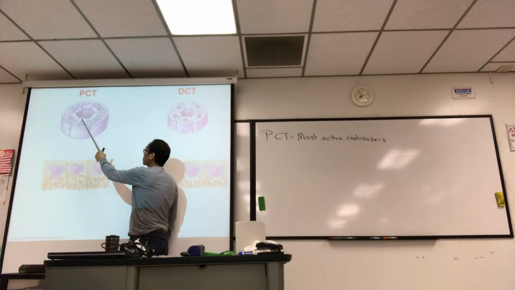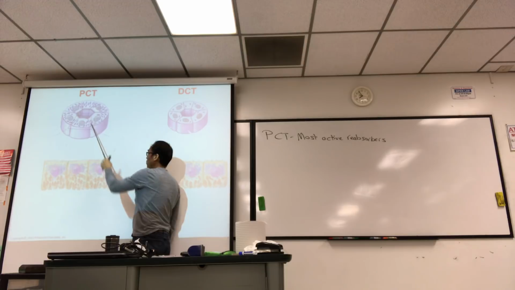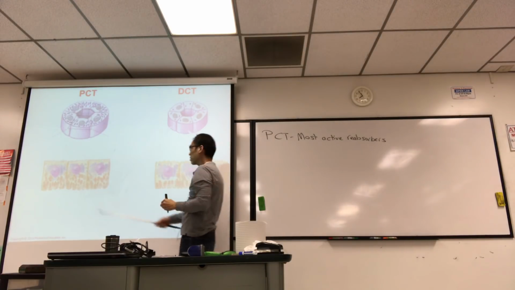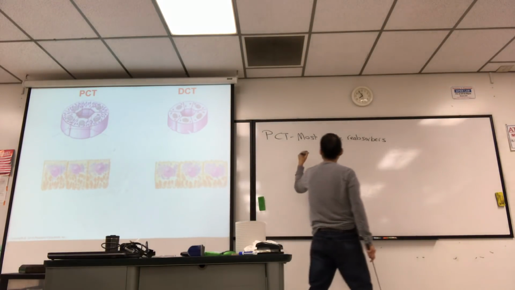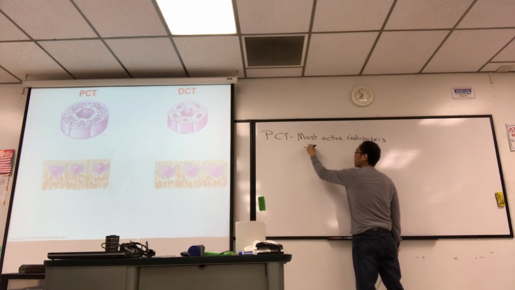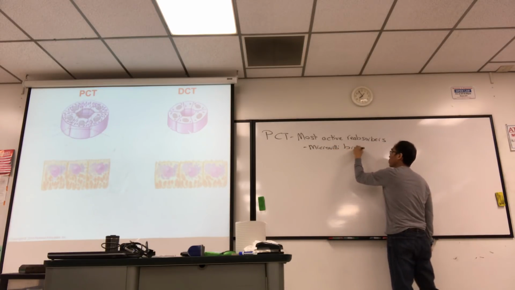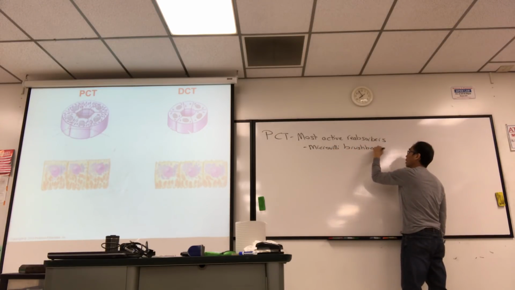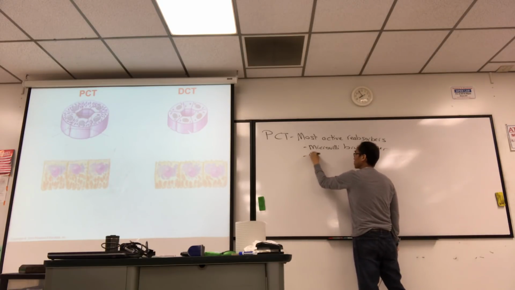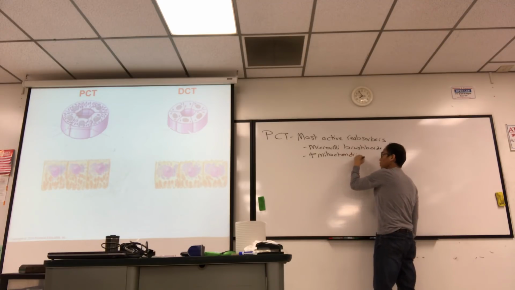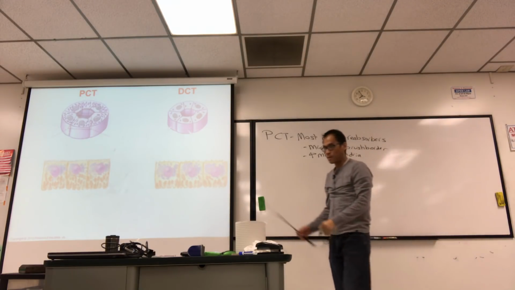Brush border right here for absorption. Because the filtrate's in the center, you try to take things out of it as it flows through you. So there's a microvilli brush border, and there are a lot more mitochondria to do reabsorption. That's the evidence that they're your most active reabsorbers. They have microvilli, they have a brush border, and they have increased numbers of mitochondria. So you know there's a lot of pumping going on across the cell membranes for reabsorption.